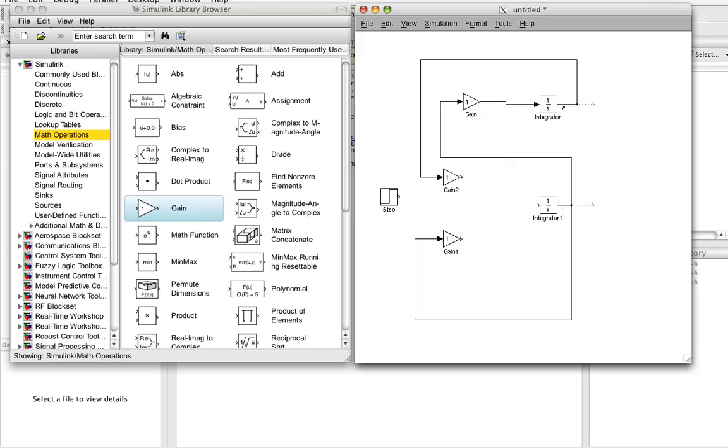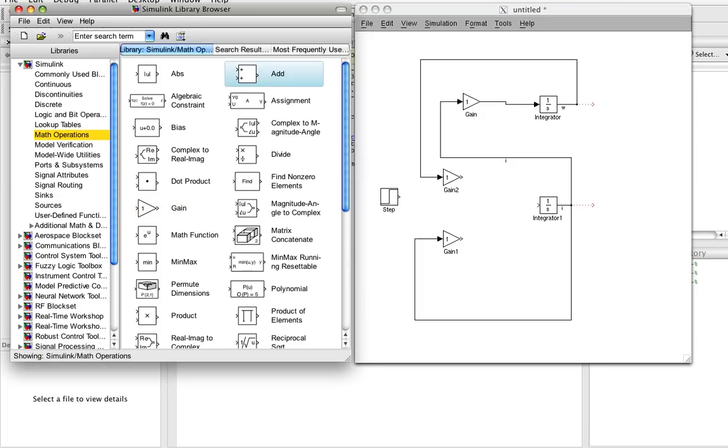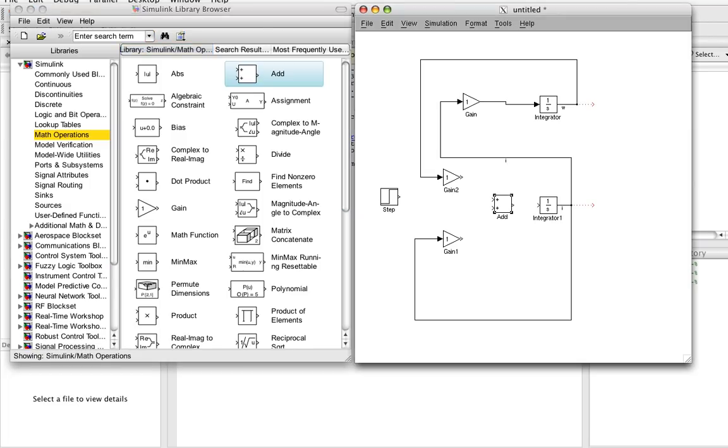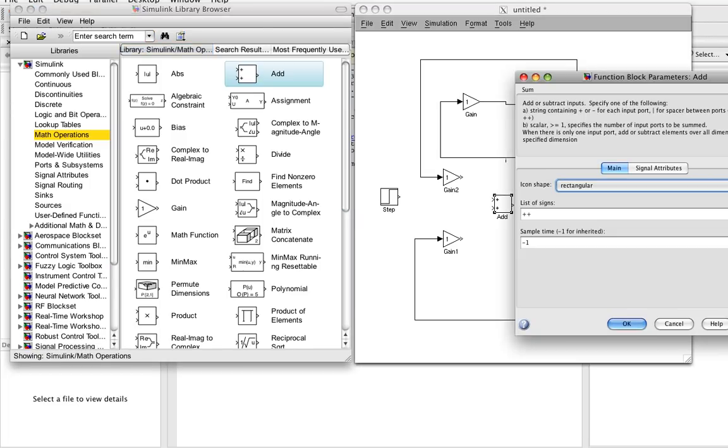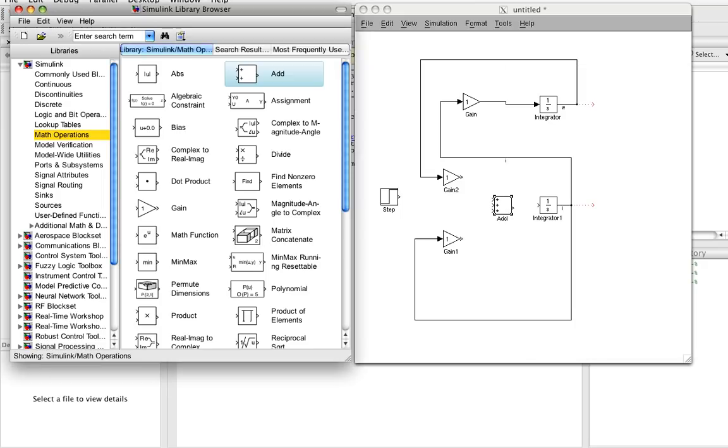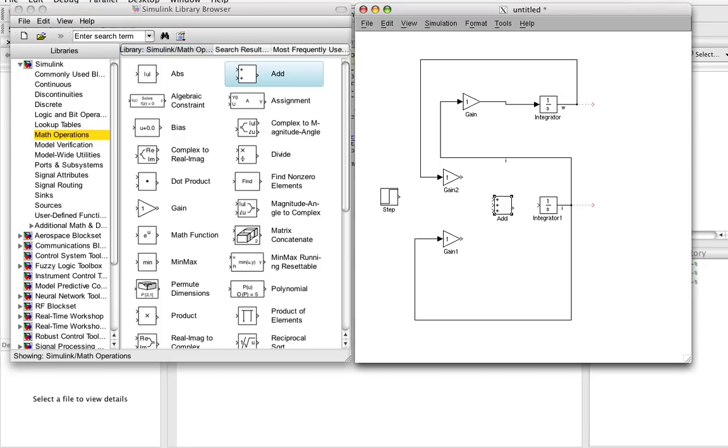So now I need to take these three and add them together. So we drop an adder on, we double click on it. We tell it that we want to have three inputs rather than two. So we add a plus in its list of signs. You'll notice that now it's got three inputs. We wire it. We take this one and wire it to there. Take our step input, wire it up. And take our R times I and wire it up.